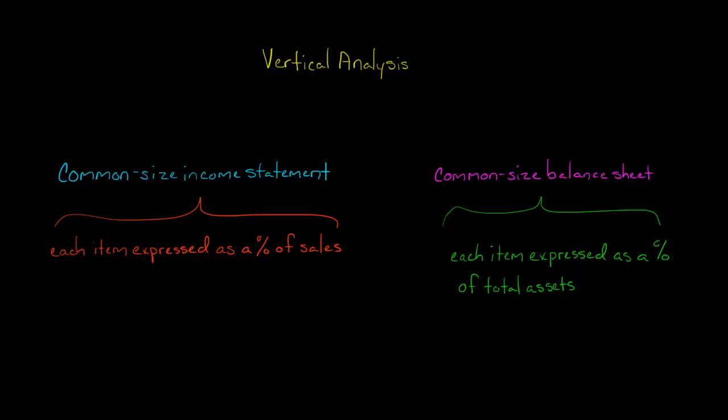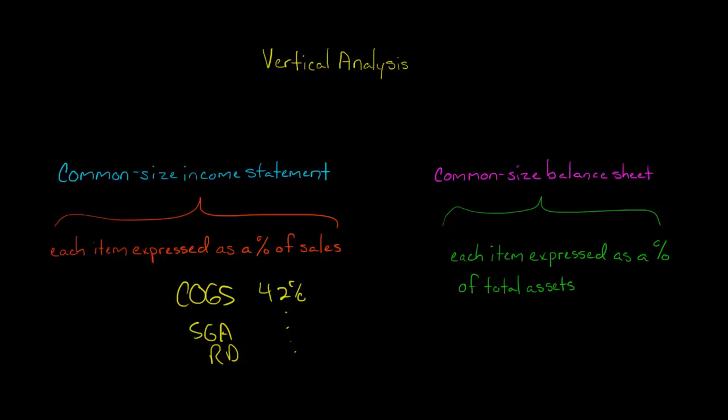Basically, you just take each item on the income statement and express it as a percentage of total sales. So let's say you've got cost of goods sold. Cost of goods sold might be 42% of sales. You've got SG&A, R&D, advertising. Every company's different, right? A service provider isn't going to have cost of goods sold and so forth. But you have each one expressed as a percentage of total sales.